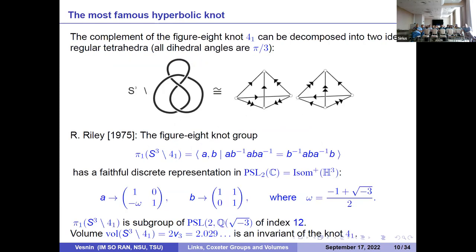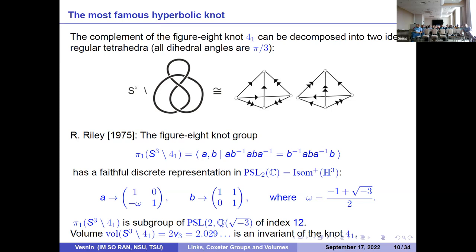Okay, and now let's go to knots. One of the most famous examples in knot theory is the so-called figure-eight knot. It's also the knot 4_1, where 4 means you can draw it with 4 crossings, like here. And the nice property is that you can obtain the complement of this knot by gluing together 2 copies of an ideal regular tetrahedron.